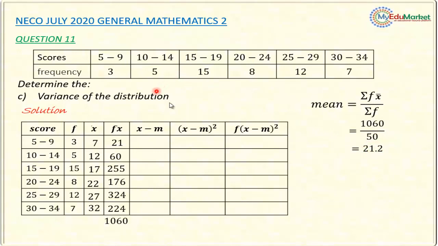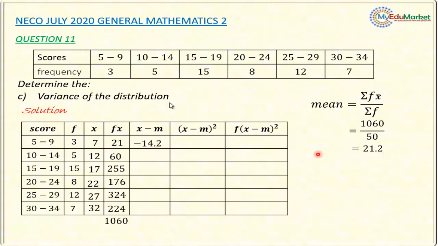Though the question didn't require us to find the mean, I have to because I'm asked to find the variance, and in the variance there must be deviation. So I'm using the mean to get a deviation. So I'm going to fill this column now. I'm going to take each and every x bar, then subtract this mean, 21.2. So let me start. I'm now going to have 7 minus 21.2.